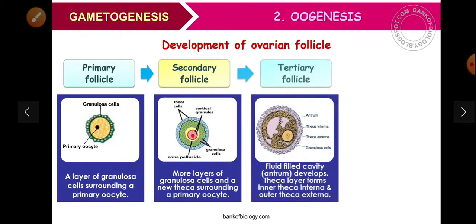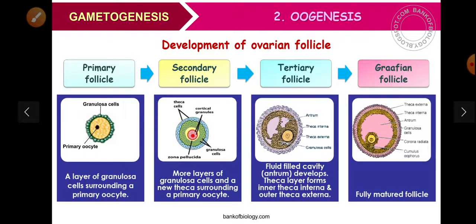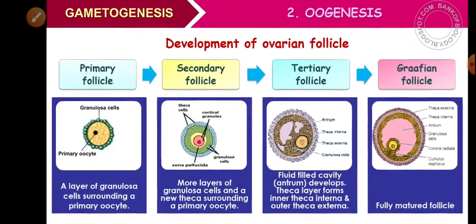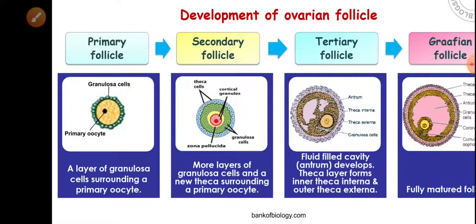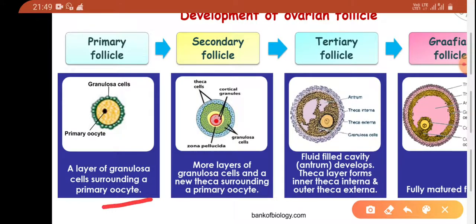Development of ovarian follicles. Primary follicles: a primary oocyte surrounded by a layer of granulosa cells. Second, secondary follicles: theca cells, the outermost cortical layer, granulosa cells, zona pellucida, more layers of granulosa cells and a new theca surrounding a primary oocyte.